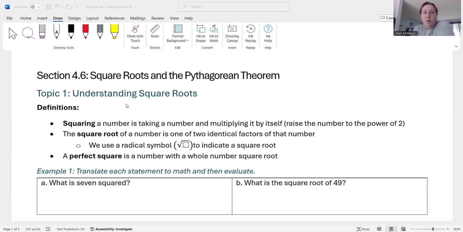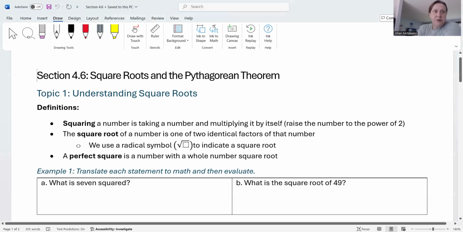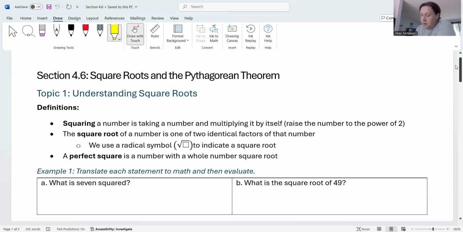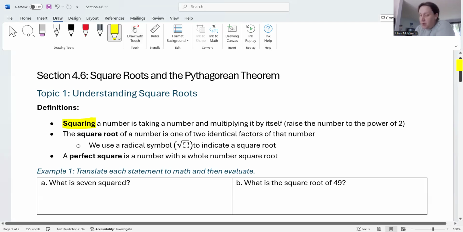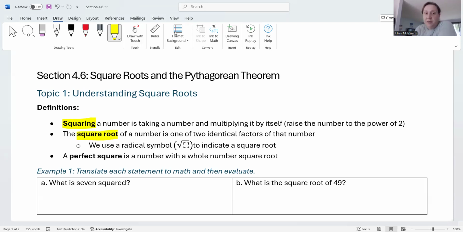Okay, so topic 1, we're just going to go back and revisit the idea of square roots. So we have a few definitions. First of all, you need to know what squaring a number is. If we square a number, we are taking the number and multiplying it by itself. That's basically raising a number to the power of 2. So you just take a number, multiply it by itself. Now the square root of a number is one of two identical factors of that number. We use this symbol called a radical symbol to indicate a square root.